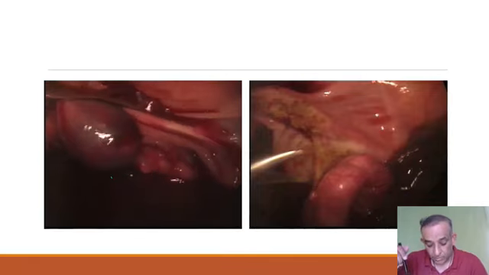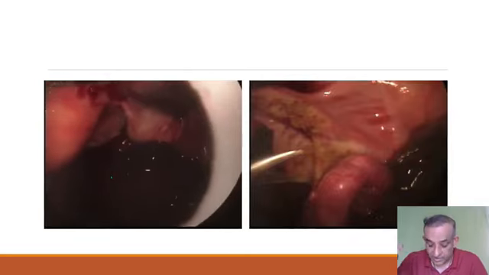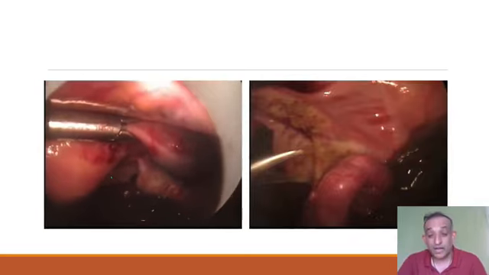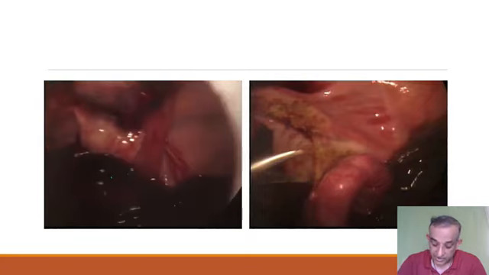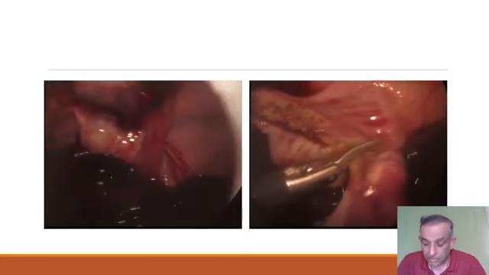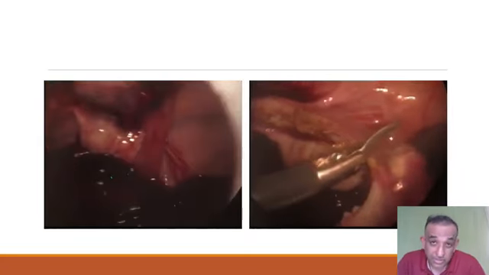And what am I going to do? I'm going to put a clamp here. And what am I going to do with the ruptured tube? Yes, guys, I'm going to go ahead and do a total salpingectomy. See this next video here, we are going to show you a total salpingectomy.